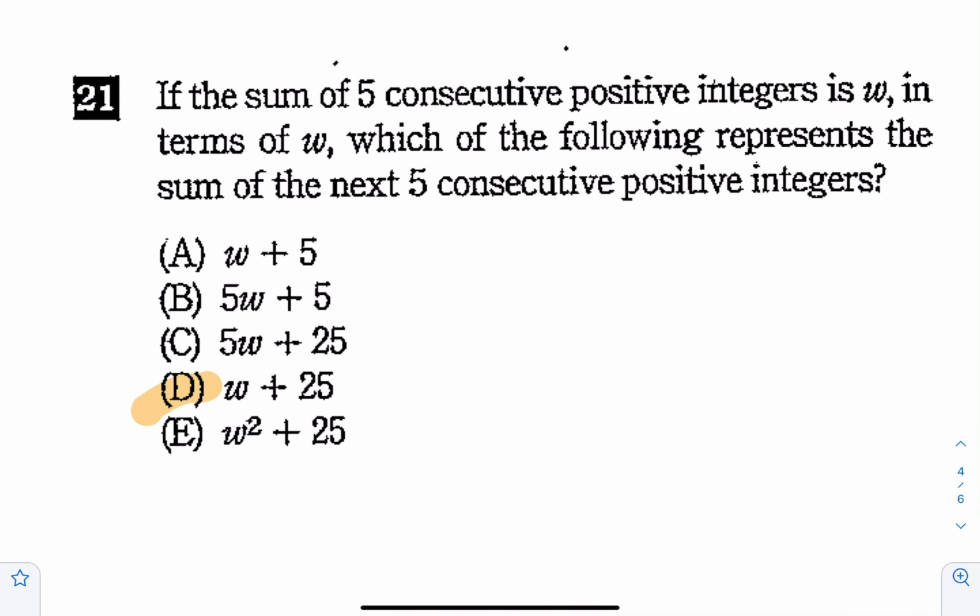Next for number 21, the sum of 5 consecutive positive integers is w. In terms of w, which of the following represents the sum of the next 5 consecutive positive integers? So 5 consecutive integers. Consecutive means numbers that are right next to each other.